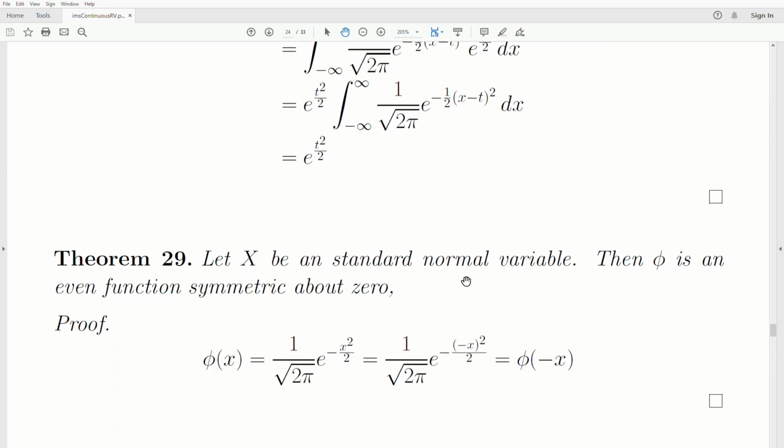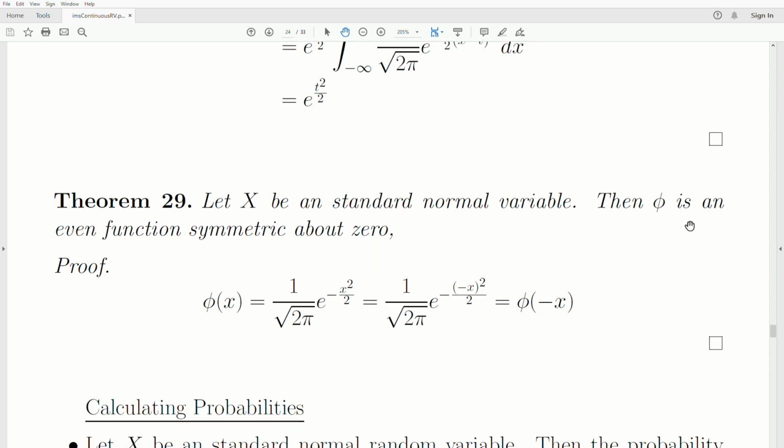And that's what we wanted to show. Now let X be a standard normal random variable, then phi is an even function symmetric about 0. So phi is the standard normal density. And this is a quick little proof. Phi of x, you plug in x, and that's here, so it's x squared. But notice if we take minus x squared, that's the same thing as just x squared. But that's phi of minus x. And that's the definition of an even function, which is symmetric about 0.